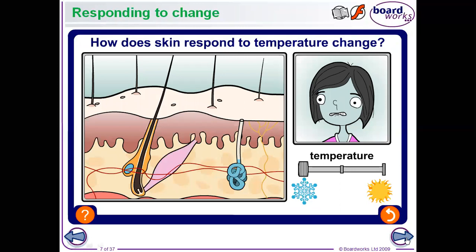Now, how does the skin respond to temperature change? First of all, I will discuss what changes will come in our body if the temperature decreases or if the temperature increases. So first I will discuss what happens if the temperature decreases. Let us study that.